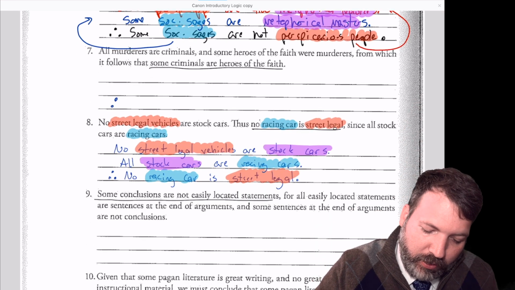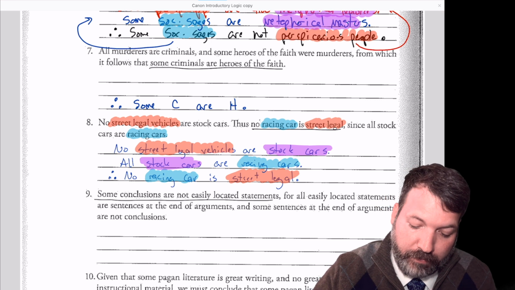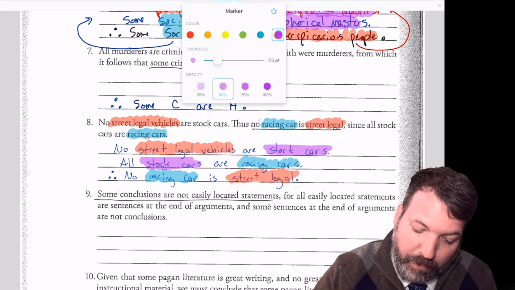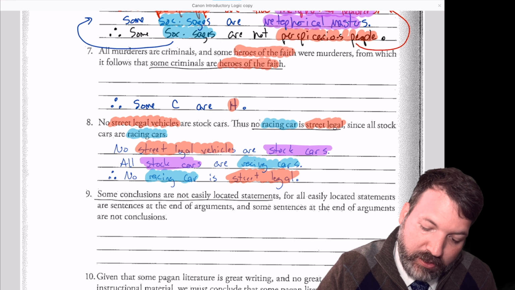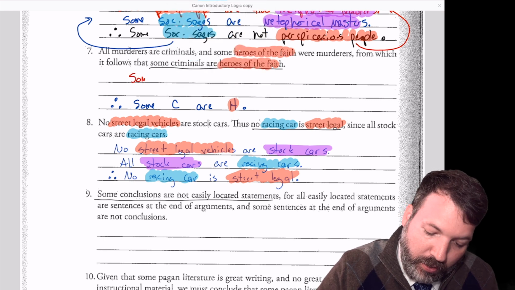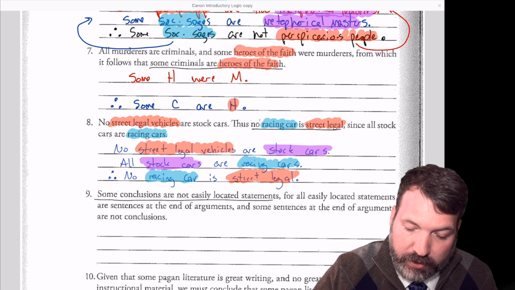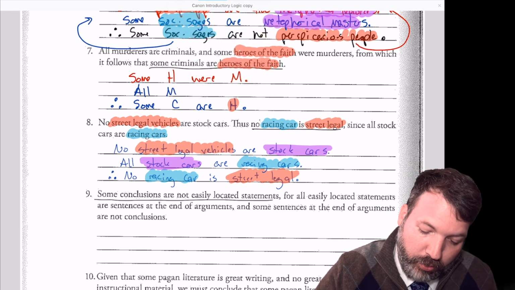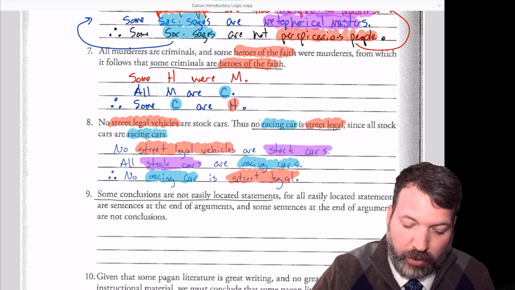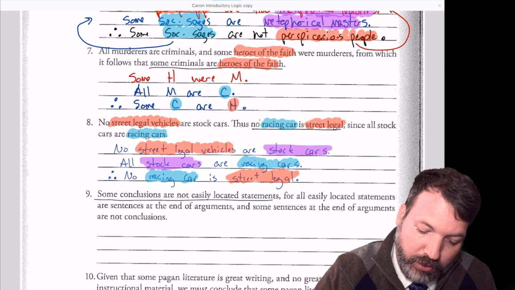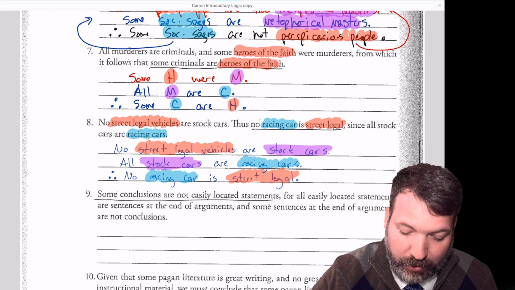Number 7, again, I would begin with the conclusion. Some criminals are heroes of the faith. I'm going to abbreviate here. Heroes of the faith must be my major term, as it is the predicate of that conclusion. So wherever else that pops up must be the major premise. So some heroes of the faith were murderers. And then, of course, whatever is the other premise must be our minor premise. All murderers are criminals. And I can see the subject of the conclusion, the minor term, appears twice. The predicate of the conclusion, the major term, appears twice. And, of course, the middle term also appears twice in each premise, but not in the conclusion.